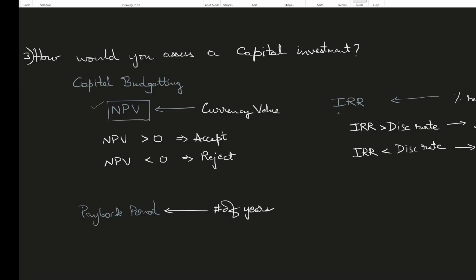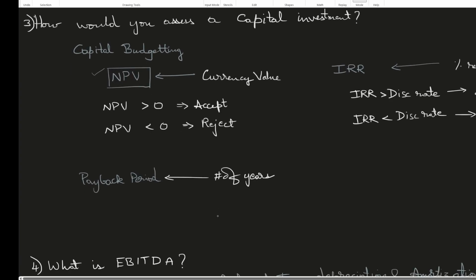Same way for internal rate of return, IRR is represented as a percentage of return. If IRR is greater than the discount rate, you accept a capital investment. Same way, when it is below the discount rate, we reject it. And another way is payback period, where it is measured in the number of years in which you will be receiving back the capital invested.